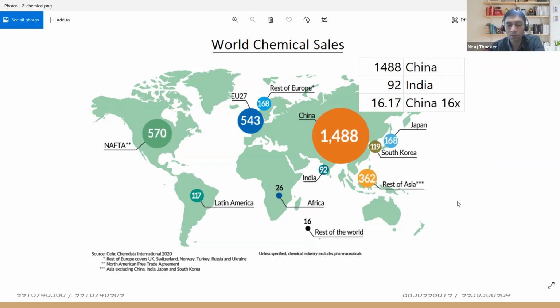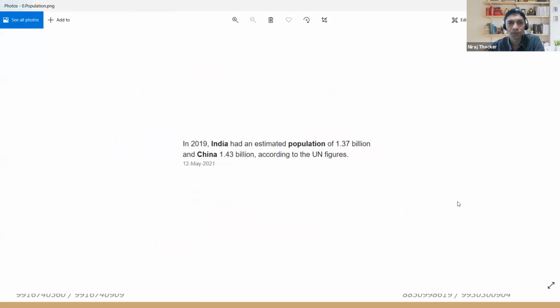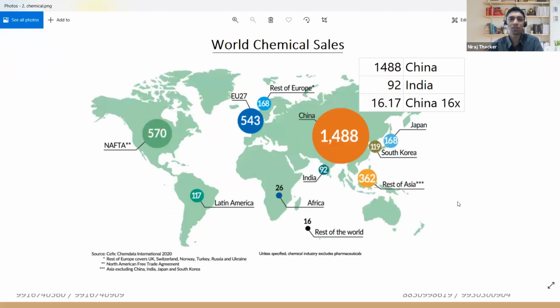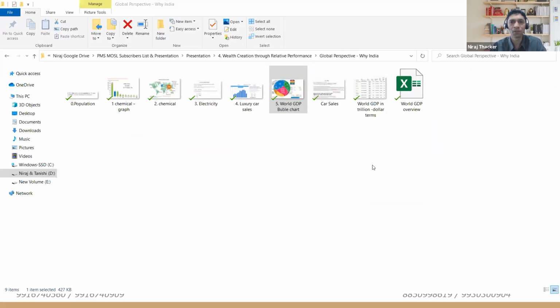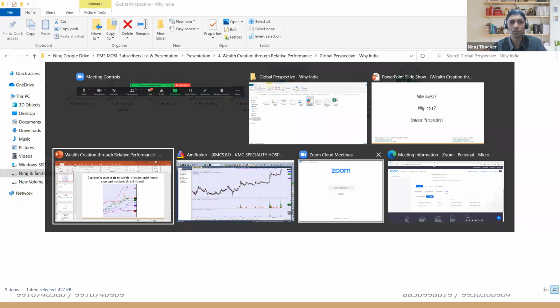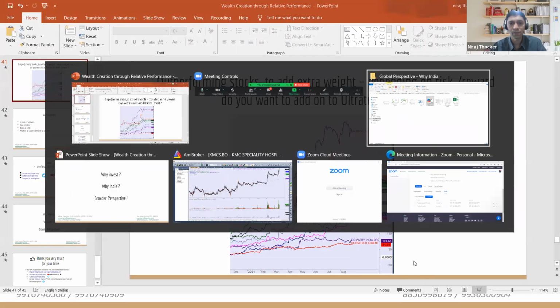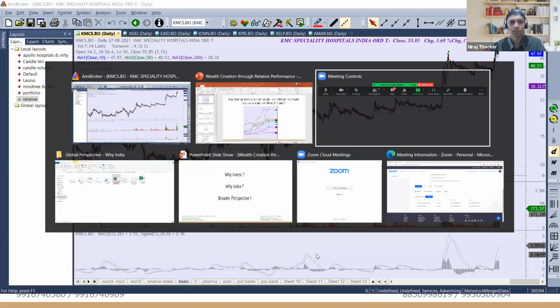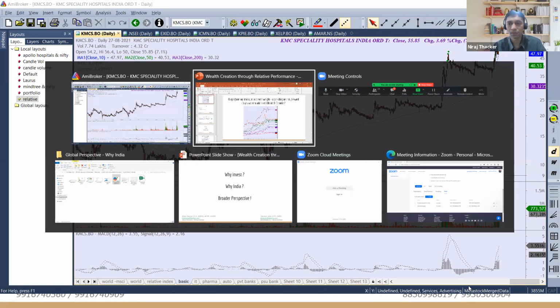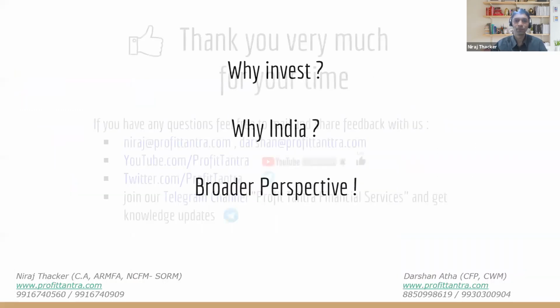So don't book profit just because you have 100% return. These are some inputs which I wanted to share with all of you, and this is what I felt is most important to share. So don't write off India for just some small returns. Hold it for the long term and you'll make very good returns. Okay, that's it from my side.